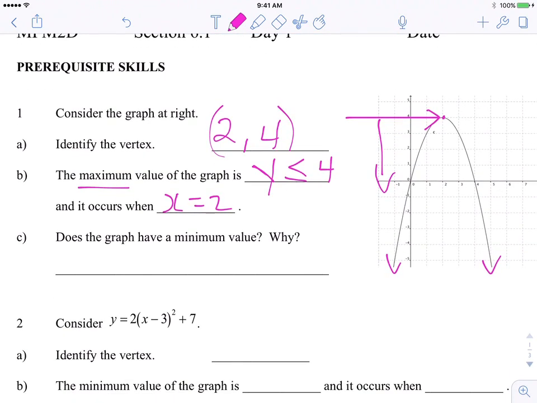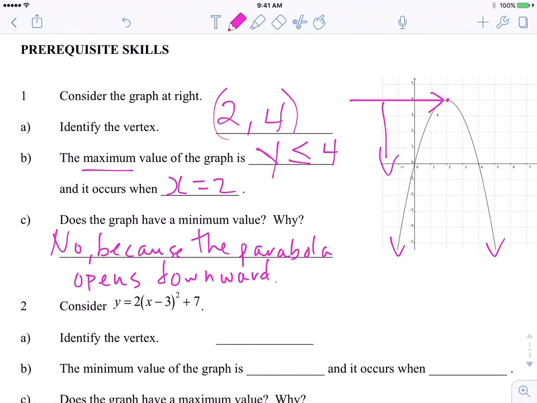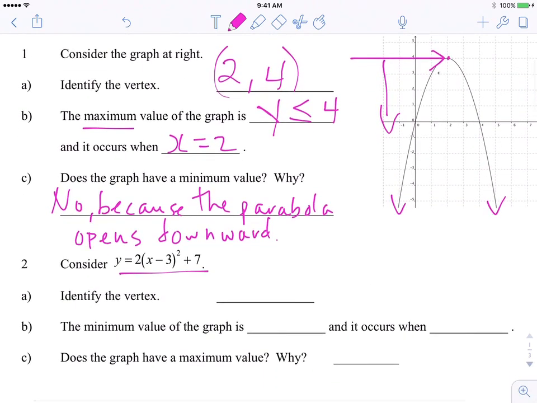Does the graph have a minimum? Quite simply, we know the answer is no, because the parabola opens downward. And because it opens downward, we know it has a maximum value. Considering this is vertex form.